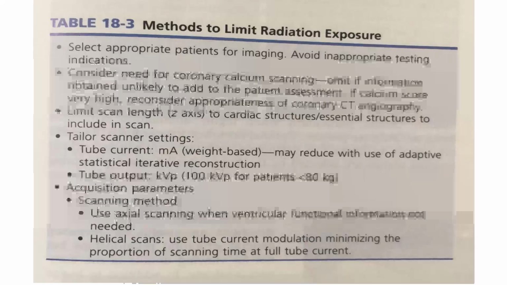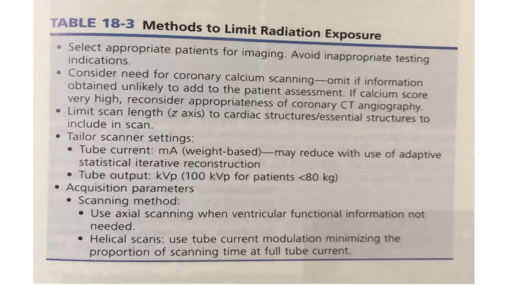The different methods employed to reduce the amount of radiation exposure are selecting the appropriate patients for imaging, considering the need for calcium scanning. We can omit it if it's not necessary, limit scan length to cardiac structures or essential structures only, tailor the scanner settings, and use different acquisition parameters to reduce the amount of radiation exposure.